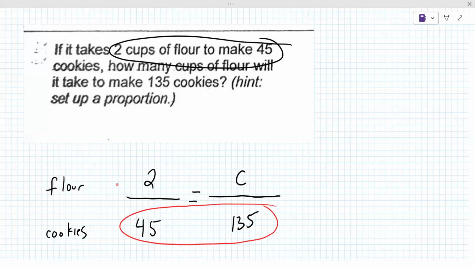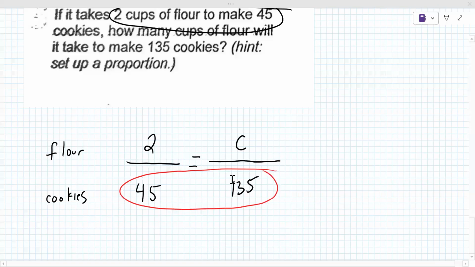How are you doing on this one? Okay. Yeah, I know about the 45 and the.